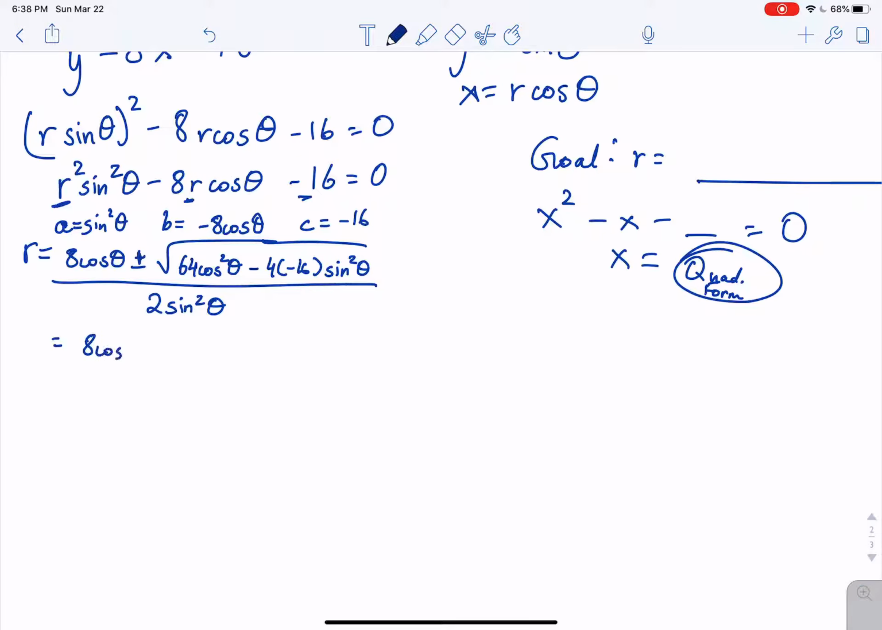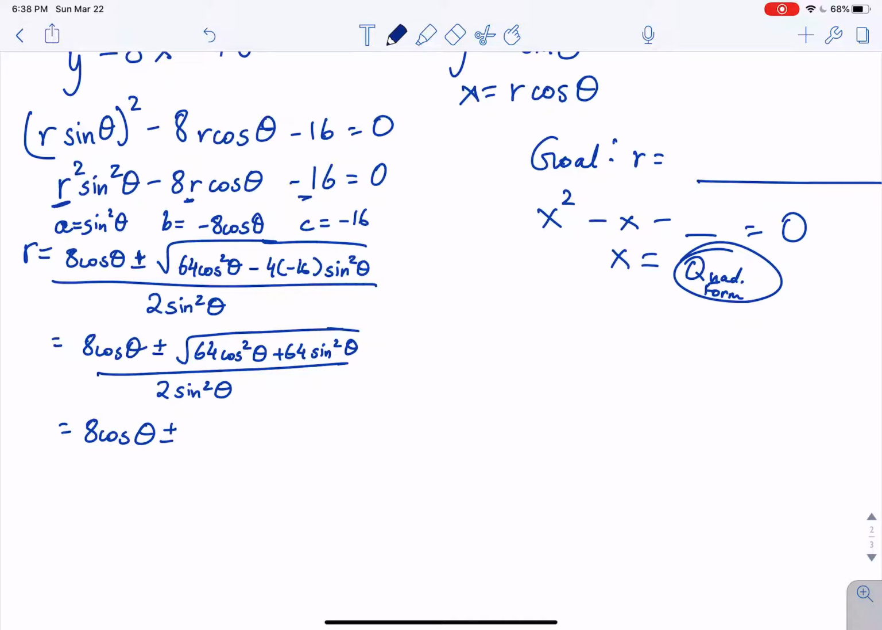So you get 8 cosine theta plus or minus square root 64 cosine squared theta plus 64 sine squared theta over 2 sine squared theta. And that gives us 8 cosine theta plus or minus, I can factor out this 64. So cosine squared plus sine squared is just 1 over 2 sine squared theta, which is 8 cosine theta plus or minus 8 over 2 sine squared theta. Divide out the 2.